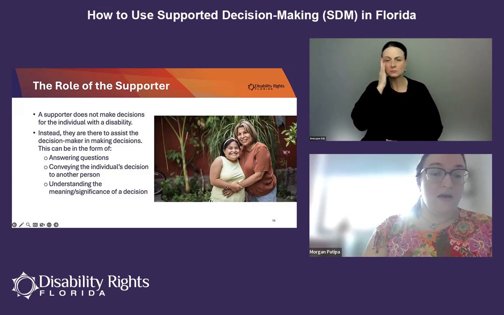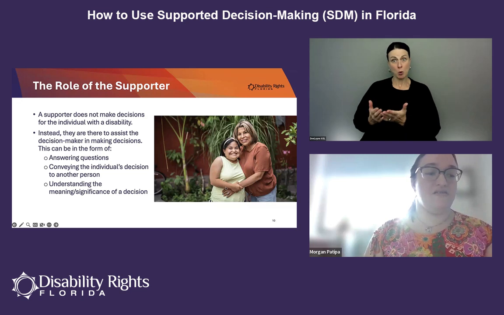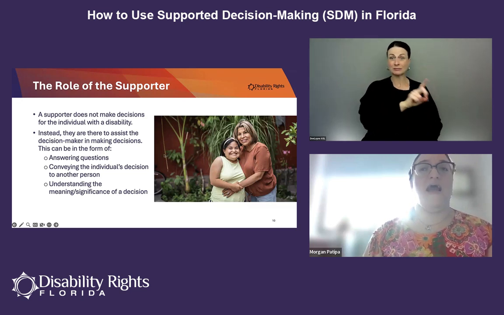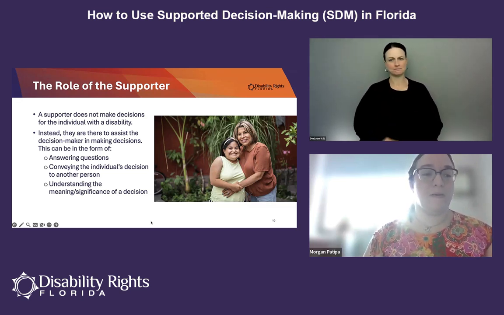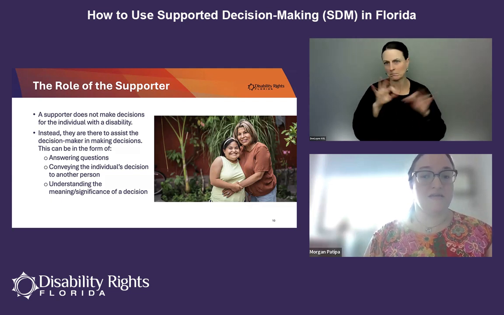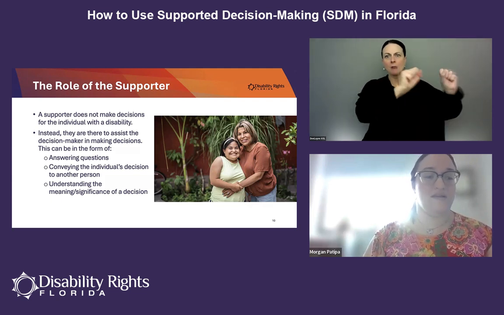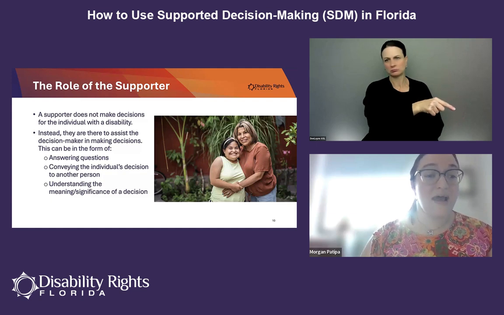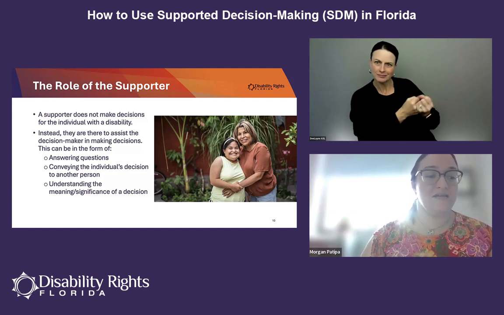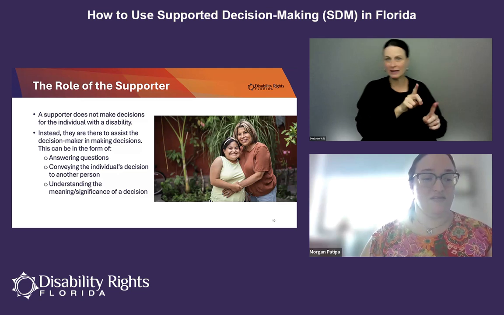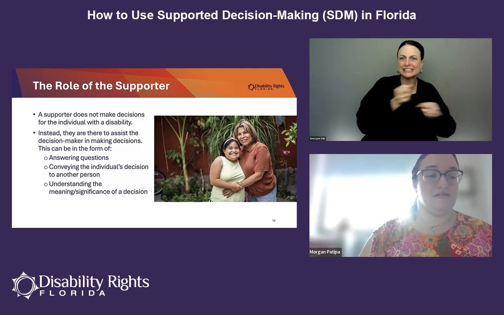So a supporter does not make decisions for the individual with a disability. And that is one of the most important points of this entire presentation. They do not make decisions for the individual with a disability. Instead, they are there to assist the decision maker, or the individual with a disability, in making decisions, right?